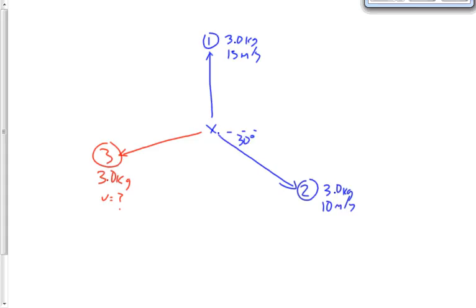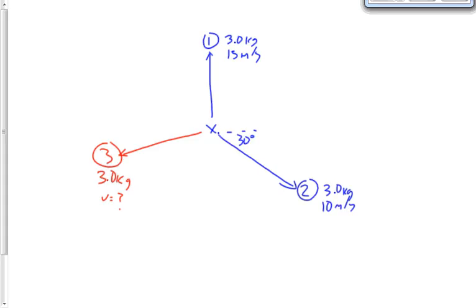This one says we have these 3 objects here, all equal masses, explodes, goes off in different directions here, and we have the directions of 2 of those 3 objects given to us here. We know that this is a conservation of momentum problem, right, because it's an explosion. We know that it's a 2-dimensional problem, X and Y components.